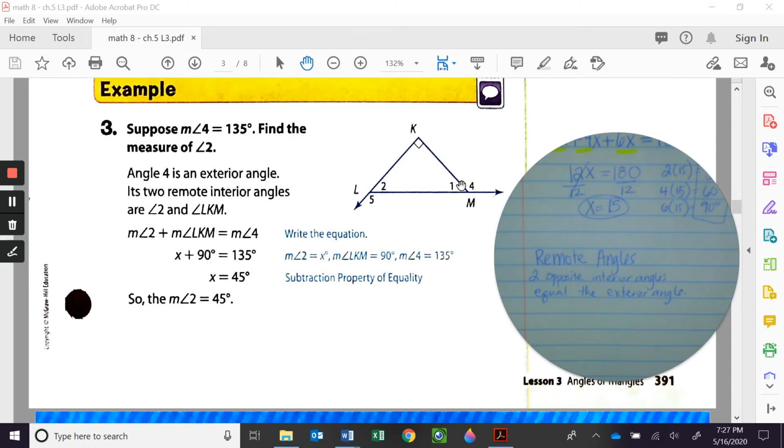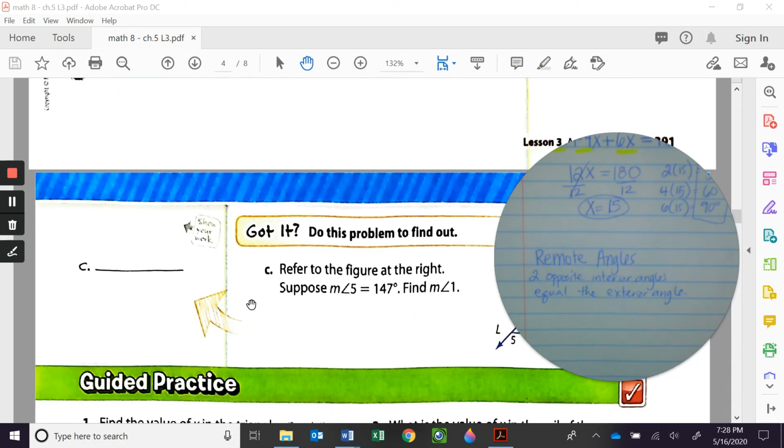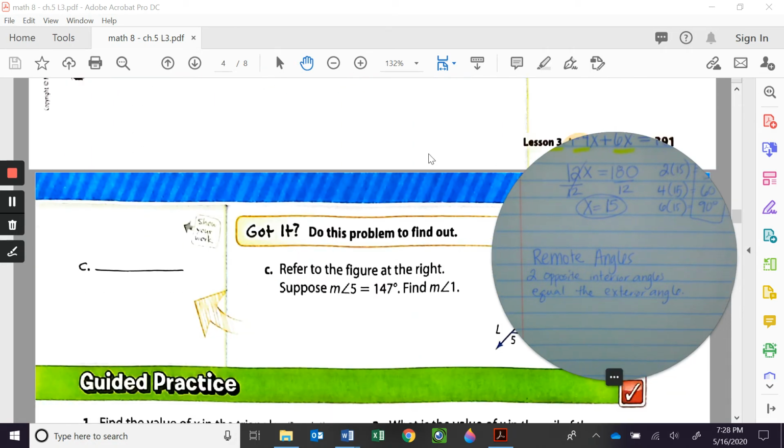So you can see here, it tells us that angle 4 is 135, okay? So we want to find angle 2. Well, if this is our missing one, and this is 90, then 90 plus this missing one, which they called x, has to equal that 135. And so they find that x equals 45, or angle 2 equals 45, okay? So let's look at it together.